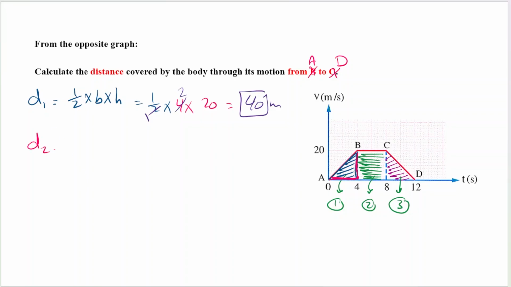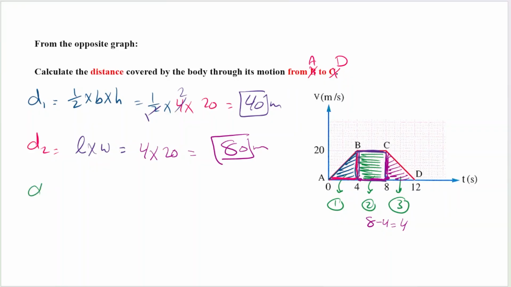The second distance, can you see? The name of this shape is a rectangle. The area of a rectangle is length times width. Its length starts from 4 to 8, so it's 8 minus 4, which is 4, times the height. The height extended from 0 to 20, so 20 minus 0, it's 20. So this one is 80, like we have calculated before.